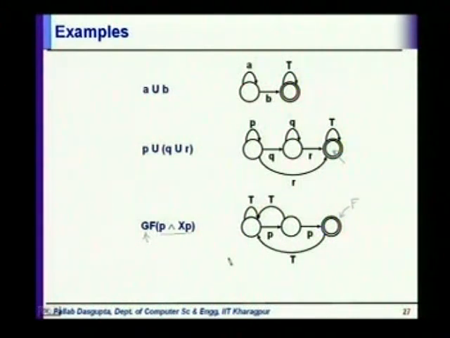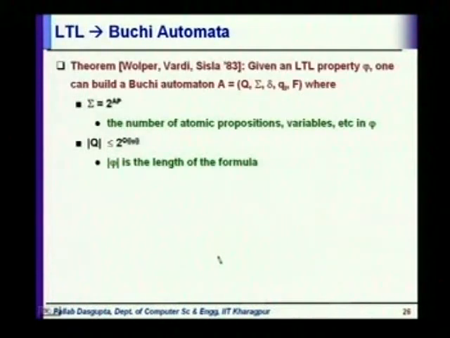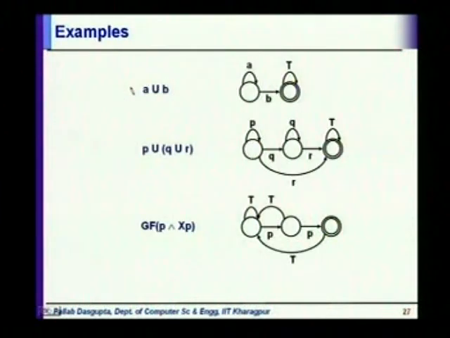These are all non-deterministic Büchi automata. This theorem says that we actually end up building a non-deterministic Büchi automaton. I did not mention it here, but these are all non-deterministic Büchi automata. Now, is it fairly clear what the relationship is between LTL properties and Büchi automata? We can construct a Büchi automaton the accepting runs of which are accepting runs for the LTL property.